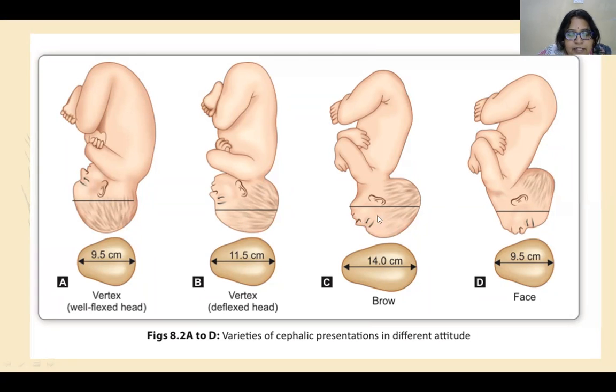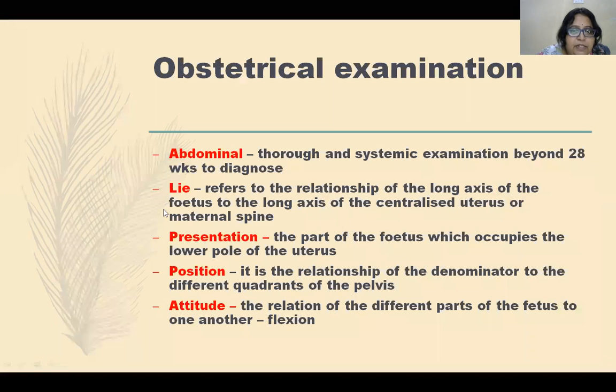Now here it is not the head that is presenting, but the brow part. This part is the presenting part. So we call it brow presentation. Here we call it face presentation. So these are various types of cephalic presentations. So the part of the fetus that occupies the lower pole of the uterus is called presentation.